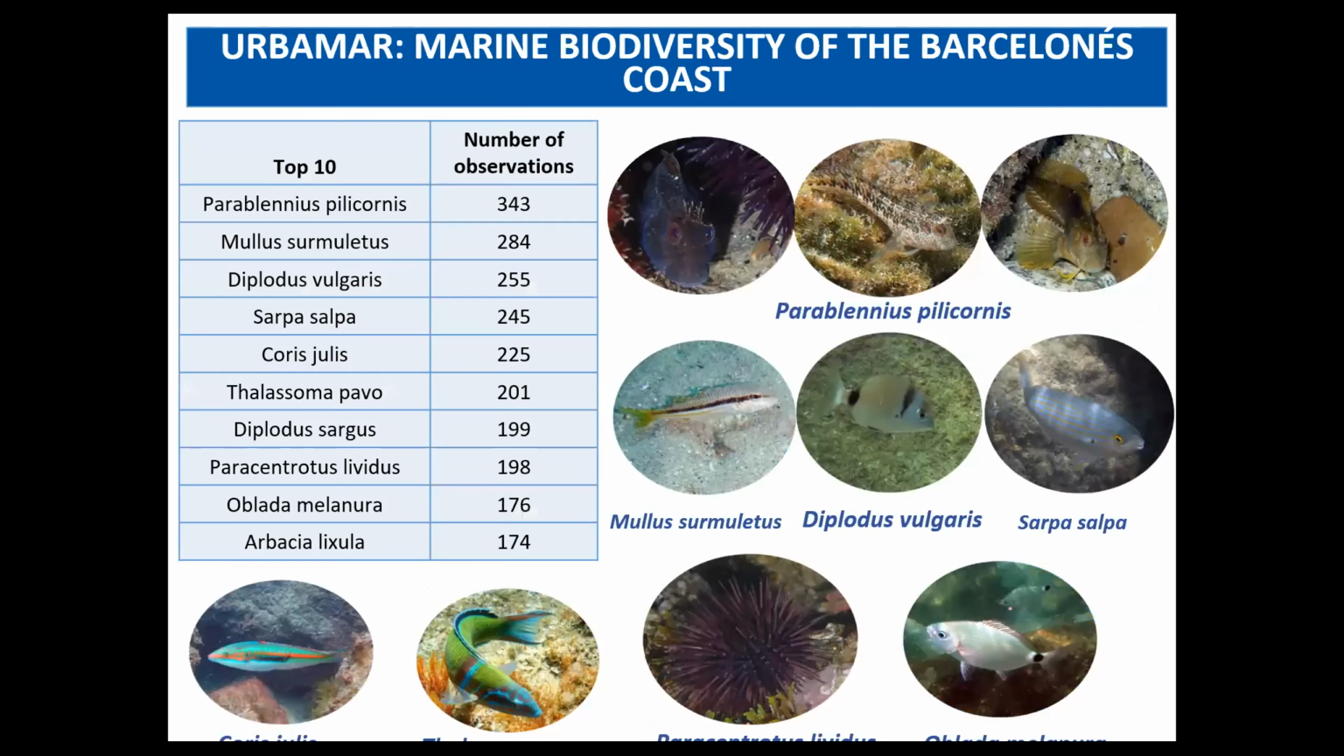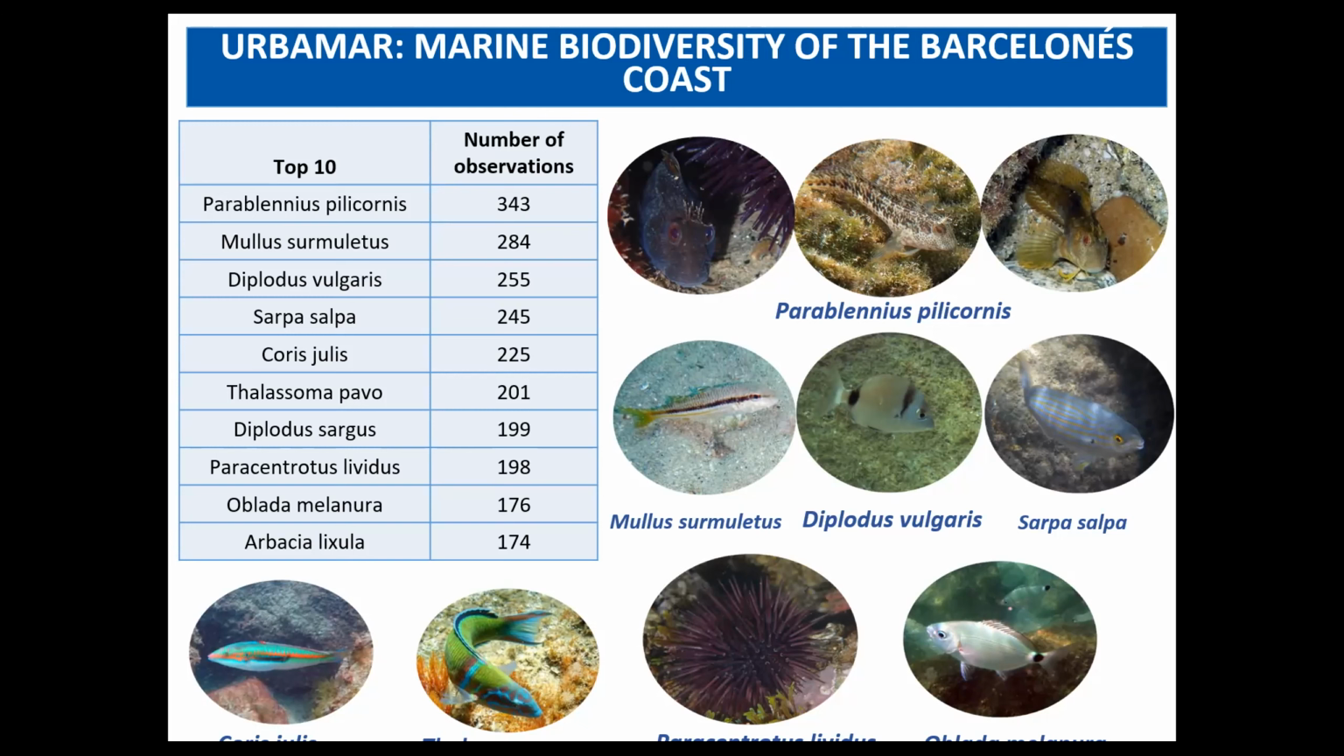This is the top 10 of the species that you can see when you go with us snorkeling. For example, you can see pelagic fish, like Sarpa or Oblada. You can also see urchins, like Paracentrotus lividus, one of the urchins that you can see most on the rocks. And also Parablennius filicornis, or benthic fishes that you can see on the rocks. These are the most frequently observed species on the Barcelonès coast. And also Coris julis and Thalassoma pavo.